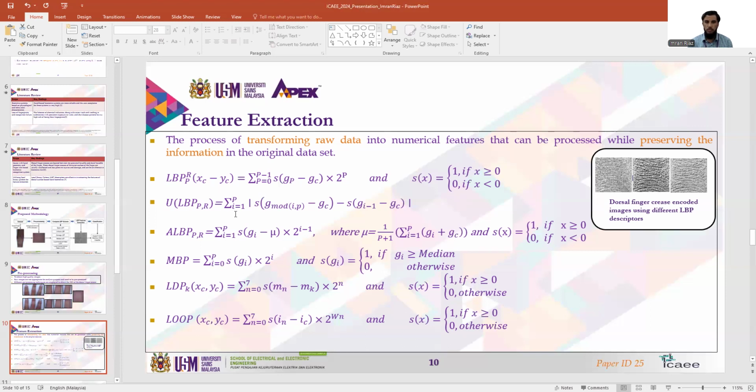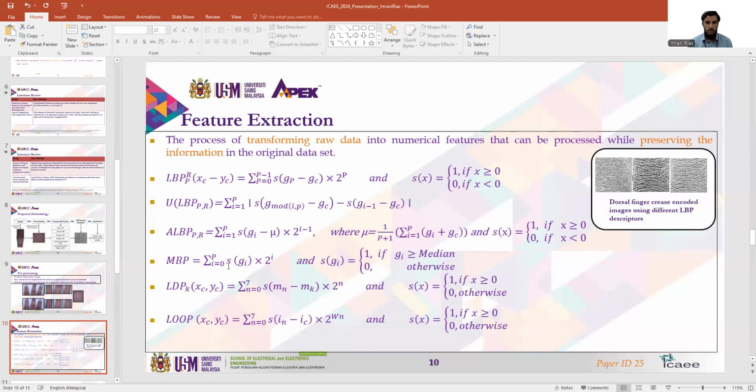Similarly, in uniform LBP, only the uniform patterns will be considered, non-uniform patterns will not be considered. Then average LBP, in average LBP, the 3x3 window will be considered, and rather than considering the central pixel, we will consider the average of the 3x3 window as the central pixel, and then that average will be compared with the surrounding pixels.